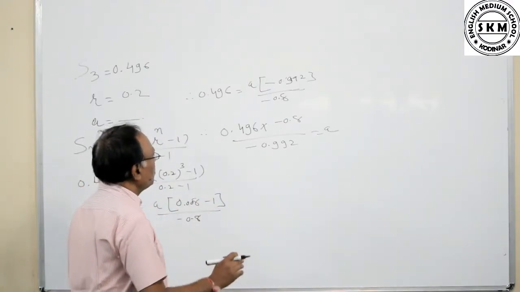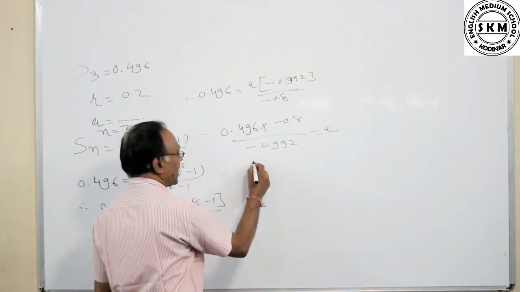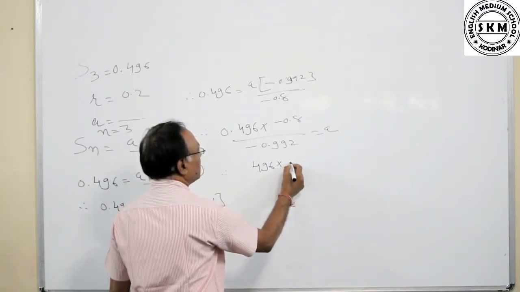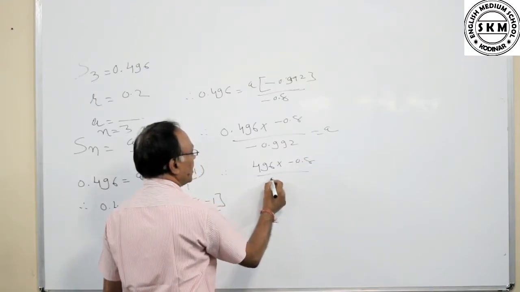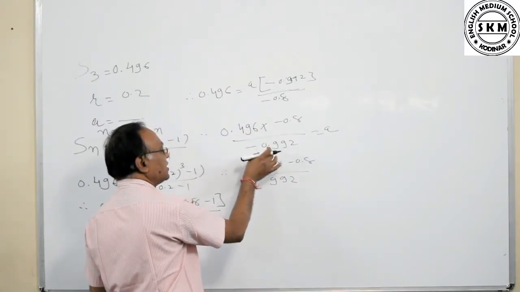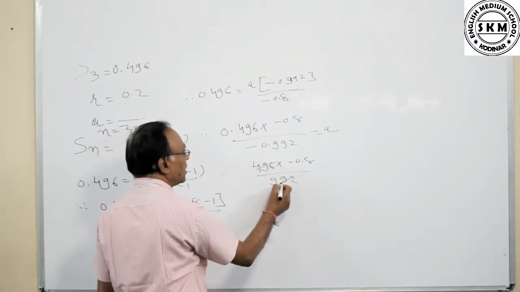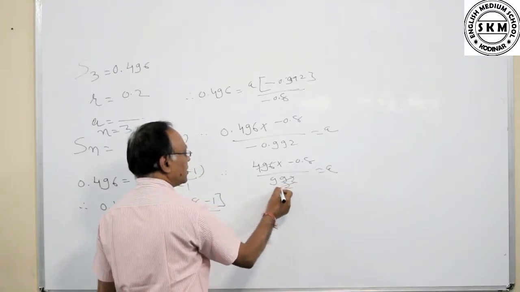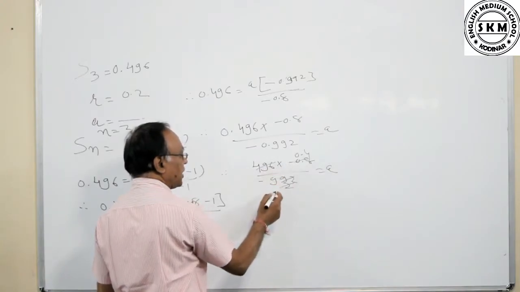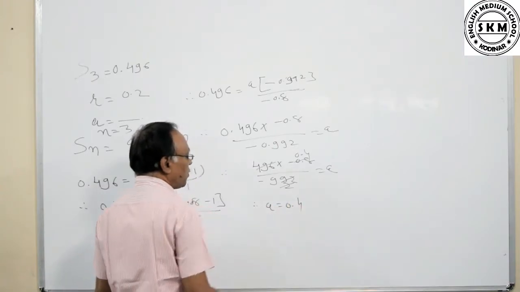Now, how to simplify easily? There is a 3 decimal point in the numerator and a 3 decimal point in the denominator, so cancel out. 496 multiplied by minus 0.8 upon 992. 496 twos are 992, so there is 0.4, and minus and minus makes plus, so A is equal to 0.4.